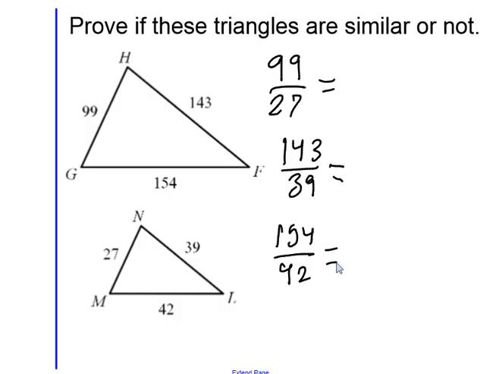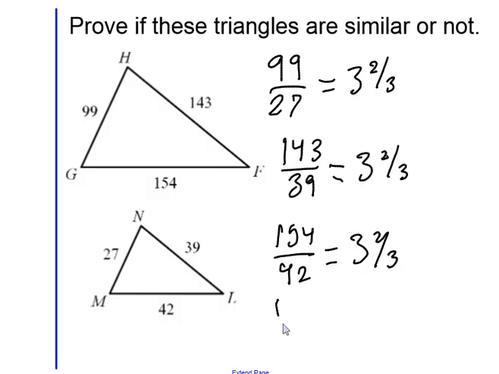So 99 divided by 27 is 3 2/3. 143 divided by 39, also 3 2/3. And 154 divided by 42 is 3 2/3. So the answer here is yes. They are similar because of the sides being proportional.